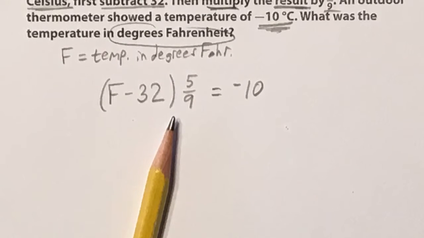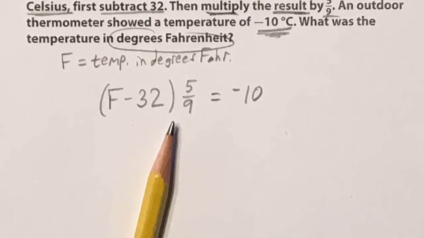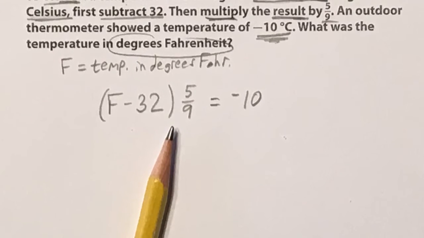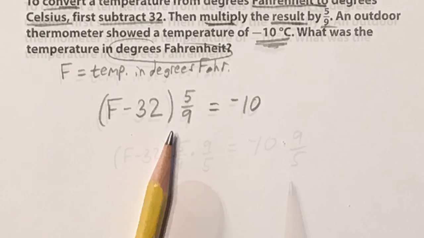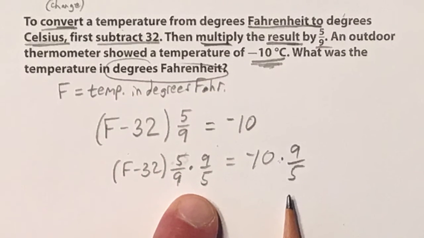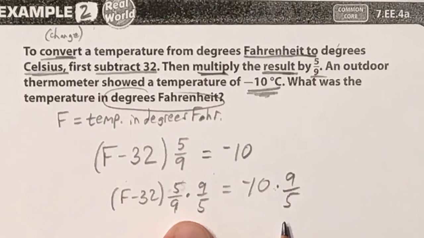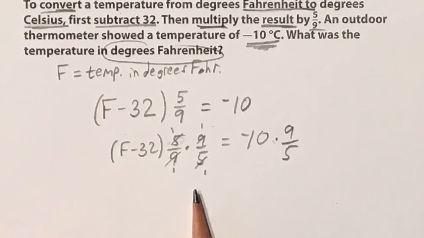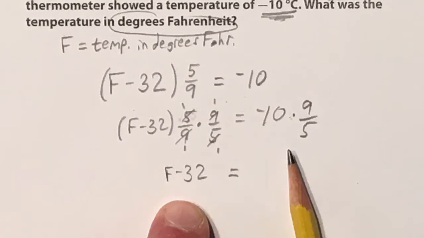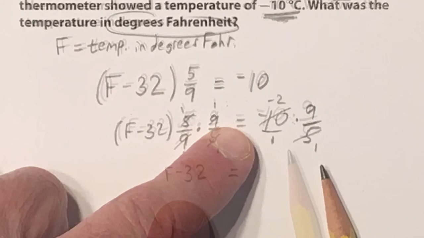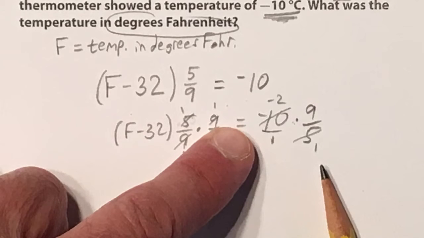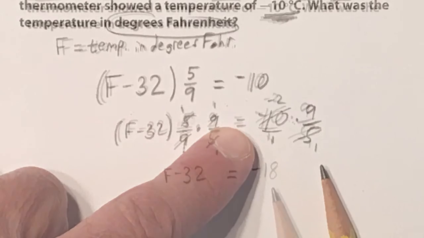Our goal now is to get the variable by itself. We need to undo the operations in reverse order of the order of operations. So we need to undo the multiplication by 5/9 first by dividing by 5/9, which is the same as multiplying by the reciprocal. So I'm going to multiply by 9/5 on both sides of the equation. The result on the left side is we just have F minus 32 left over. And then on the right side, after we simplify before we multiply, we end up with negative 18.